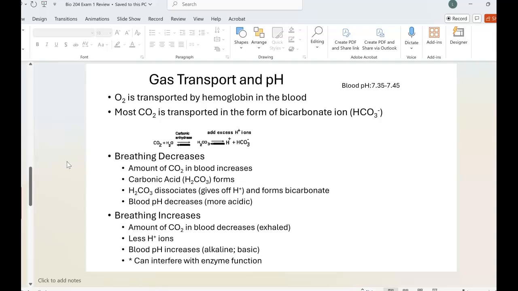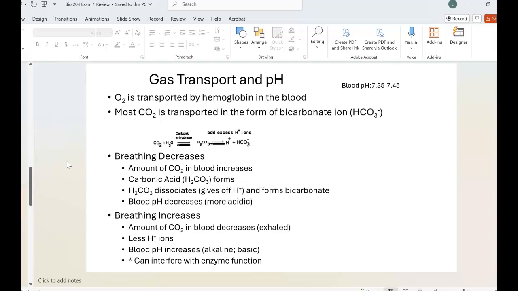Now, remember, I like to compare carbon dioxide as an acid. As we add carbon dioxide, the blood is going to become more acidic. As we get rid of that carbon dioxide, get rid of that acid, it's going to become more alkaline. So we talked about a couple of situations where if our breathing is changed, we can either increase carbon dioxide in our blood. In that case, it's going to become more acidic. If we decrease the amount of carbon dioxide, it's going to become more alkaline. So it's this system that helps to maintain our blood pH.